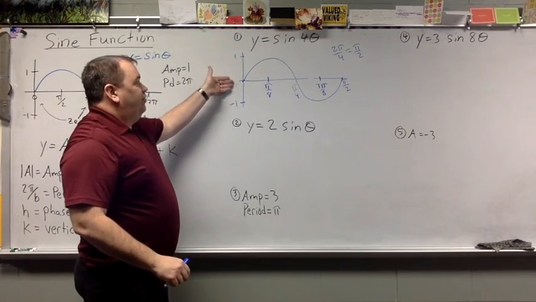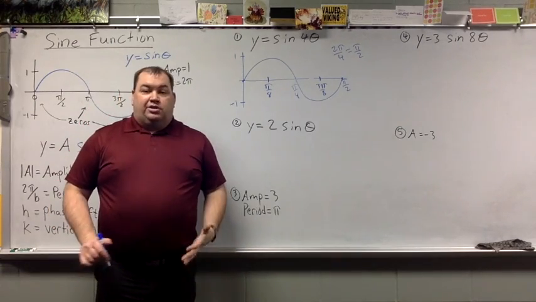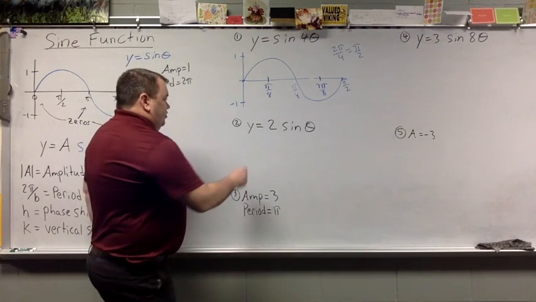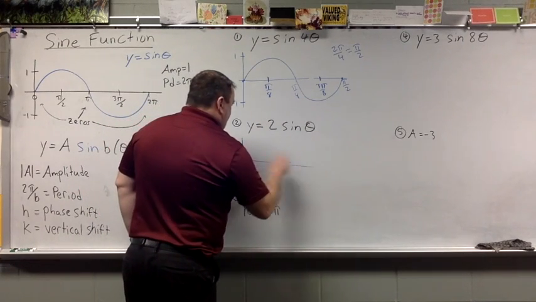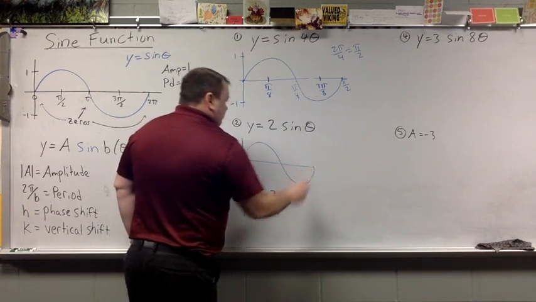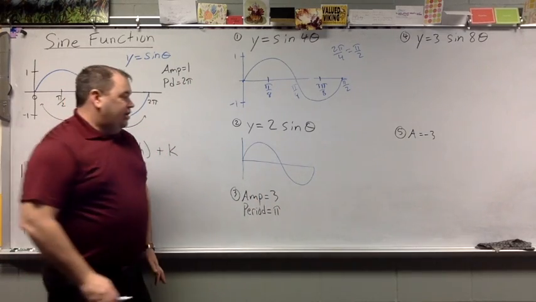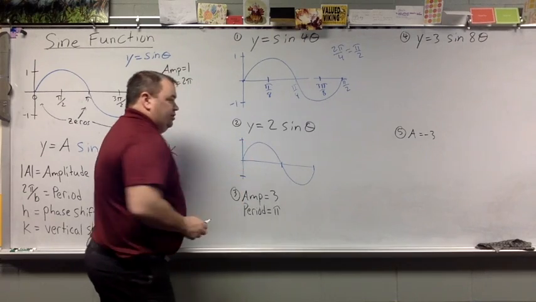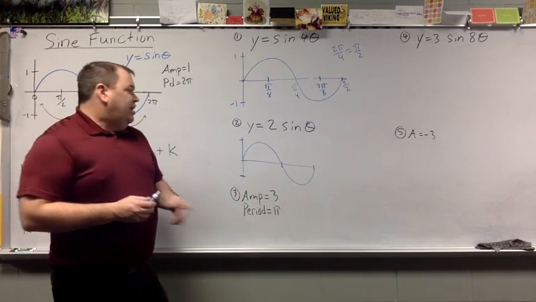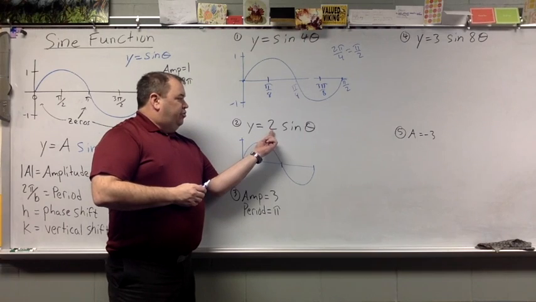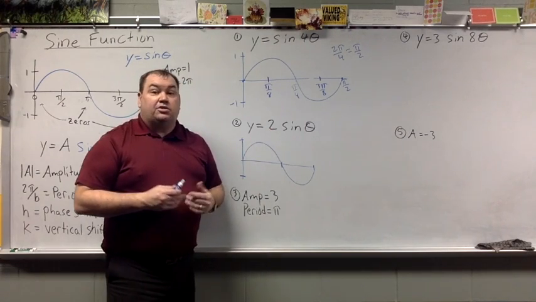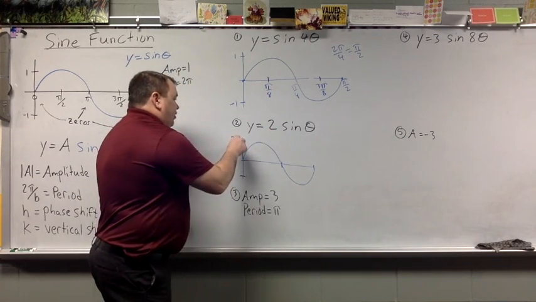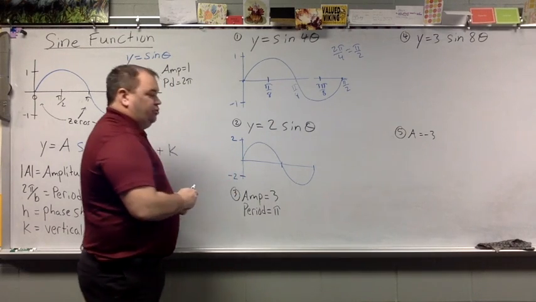So we're going to have all of our graphs for sine look the same. Even in this one, we're going to take the sine curve like it normally would look, and we're going to make adjustments to our scales to correspond to what's going on. Now in this example, there's a number in front, and the number in front has to do with amplitude. So now it goes up 2 and down 2.